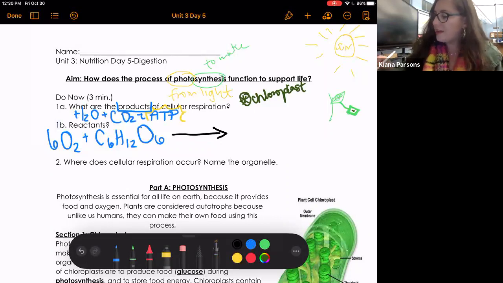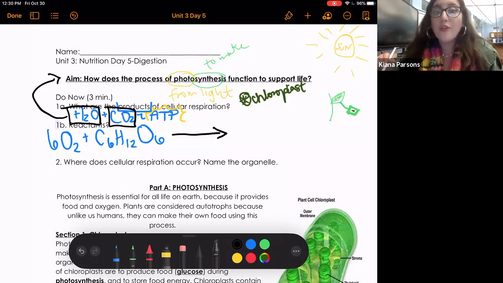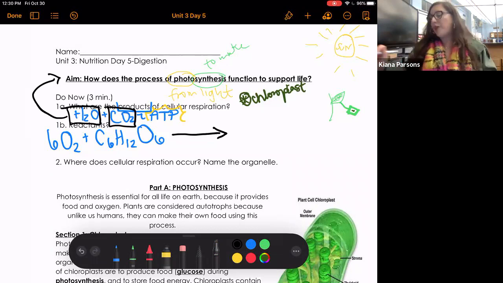But these first two here, H2O and CO2, are related to our process of photosynthesis and how organisms, especially plants, maintain homeostasis.